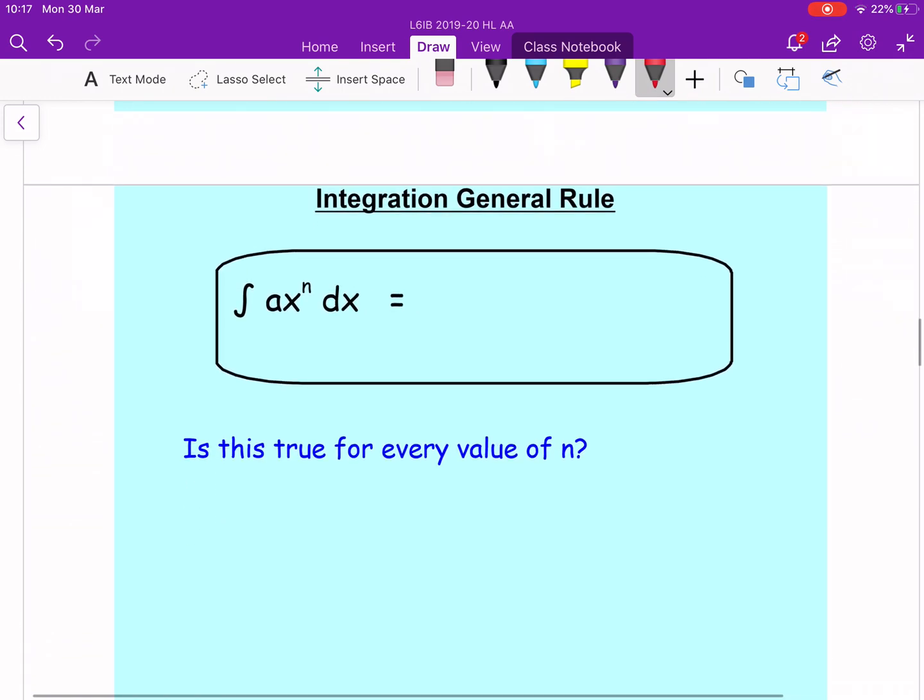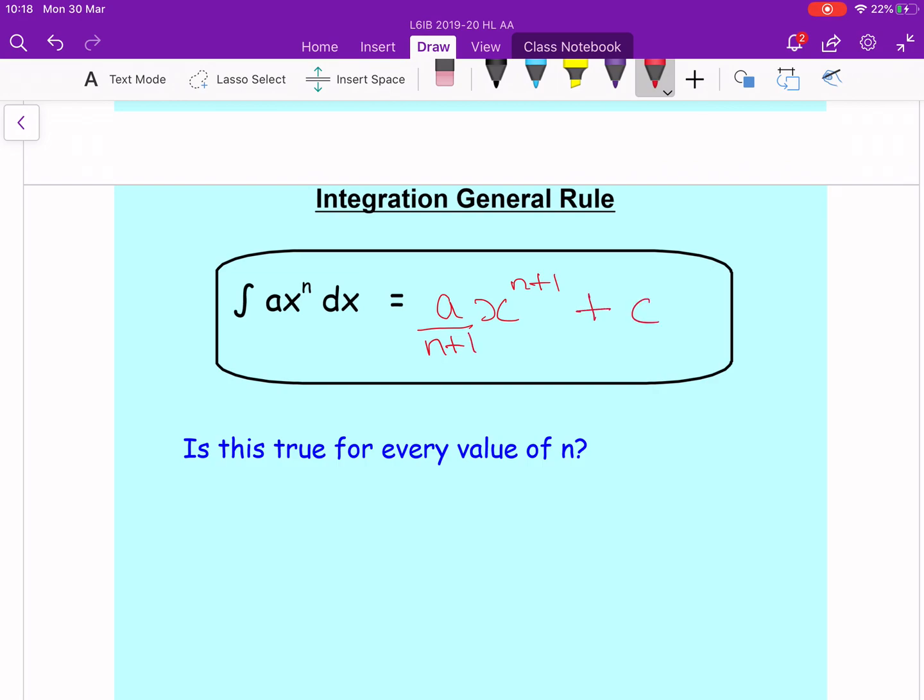So in general then, if we're starting with integrating a x to the power of n, a is just a constant, then we're always going to increase the power by 1. Sorry, that should be an x. Increase the power by 1, so it goes to n plus 1. And divide by the new power. So whatever number is at the front just stays there.